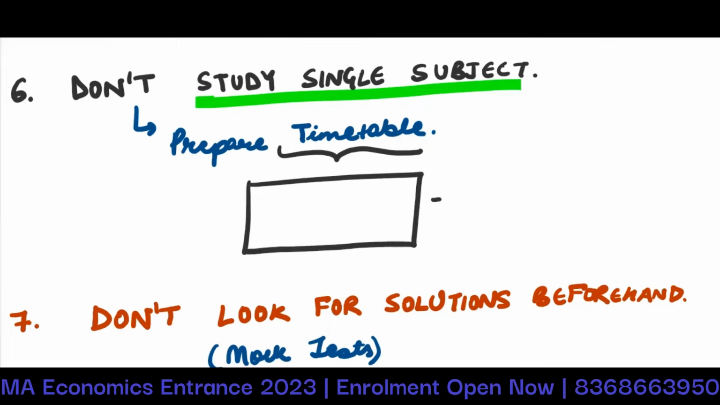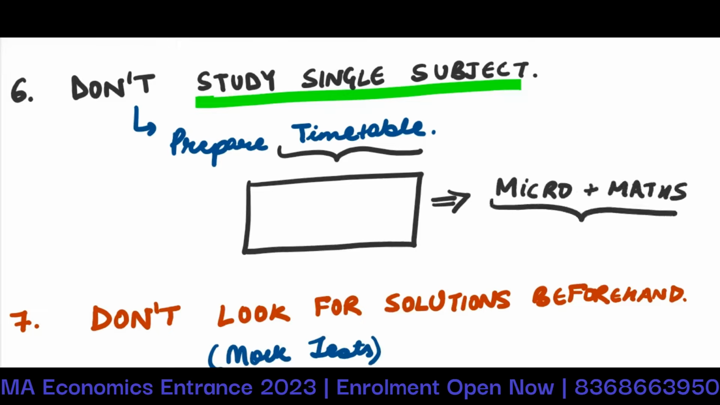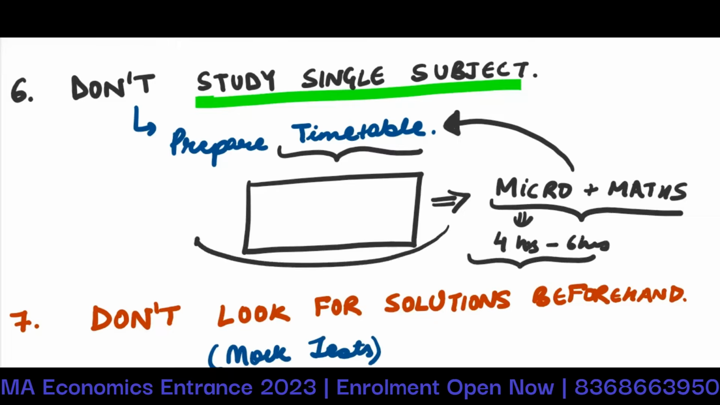So for example, currently we are going for our new session with micro and maths because they are the most important subjects. You have to prepare a timetable, because every week we have 4 to 6 hours of this, we should be going through this in a timetable.